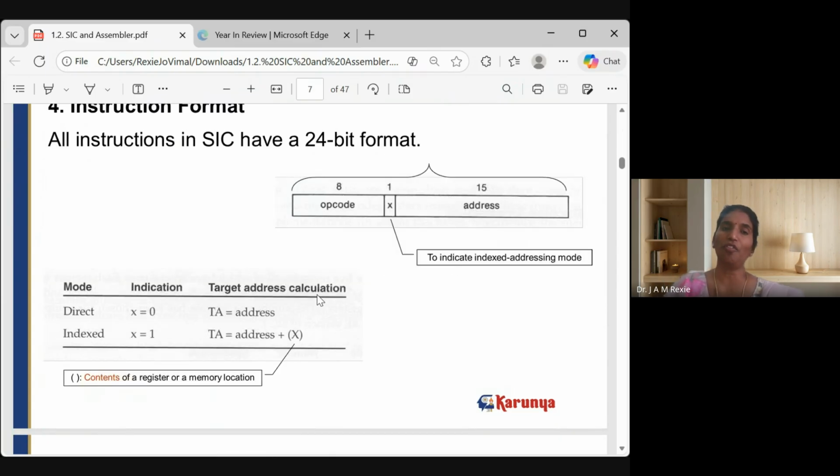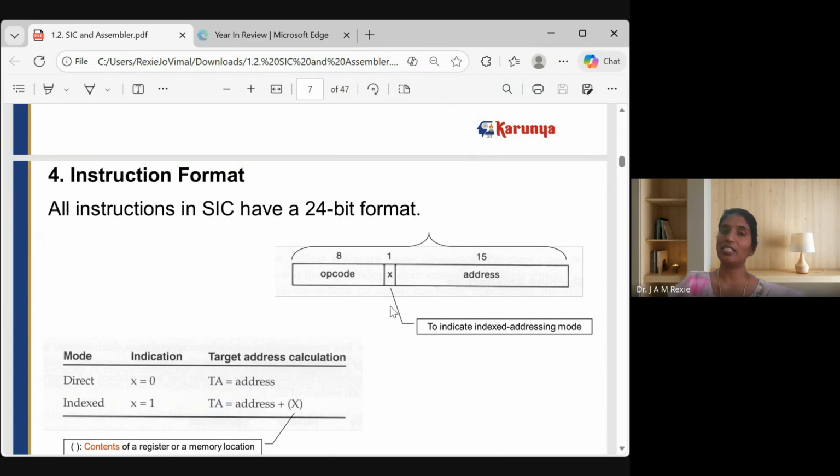And the instruction format: each instruction will be of 3 bytes, and the first byte, 8 bits, is used for the opcode. For example, it can be LDA, STA, or a comparison, so these are the opcodes we will have. Its mnemonic will be stored in the first 8 bits. Then in the remaining 16 bits, 1 bit is used for indexing, to represent whether it is direct addressing or indexed addressing. And the next 15 bits are for the memory reference.